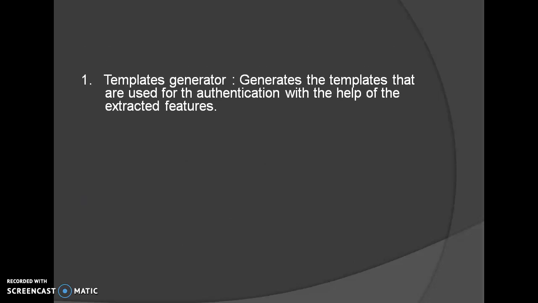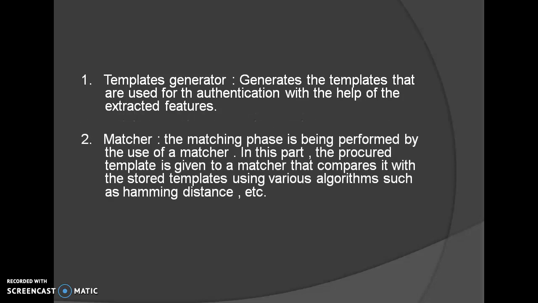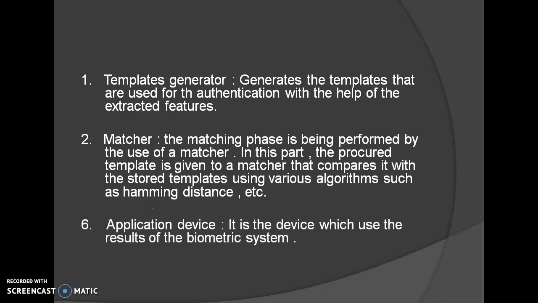Fourth one is the template generator. It generates the templates for authentication with the help of the extracted features. Fifth one is the matcher. Here, the templates are matched with the stored templates using various algorithms such as Hamming distance, etc. Sixth one is the application device. It is the device which uses the result of the biometric system.